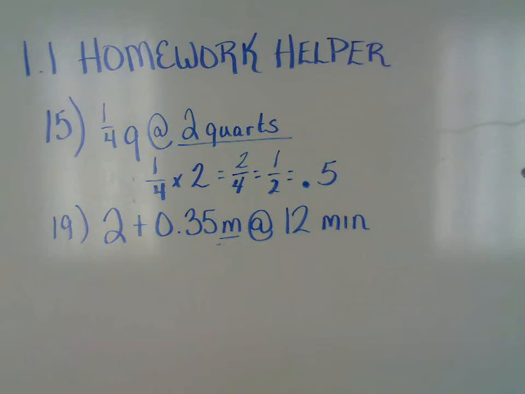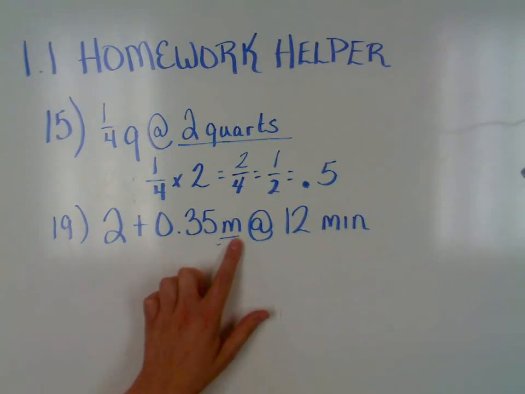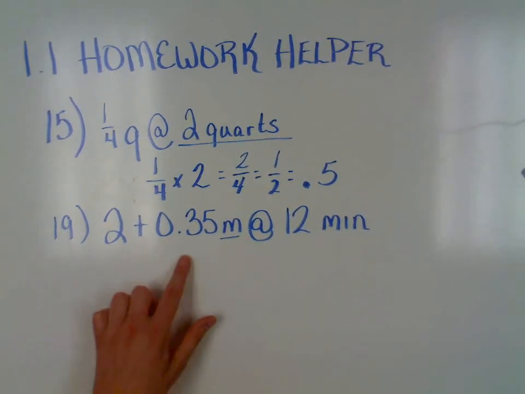Okay, question 19 says if M is the number of minutes a taxi ride lasts, then 2 plus 0.35 M can be used to find the cost of a taxi ride with Bill's Taxi Company. How much will it cost for a 12-minute taxi ride? So here again, they've given us the expression that they want us to work with, 2 plus 0.35 M. And again, we can see what that means here in the context. But again, in the end, it's going to be equal to the cost of the ride.